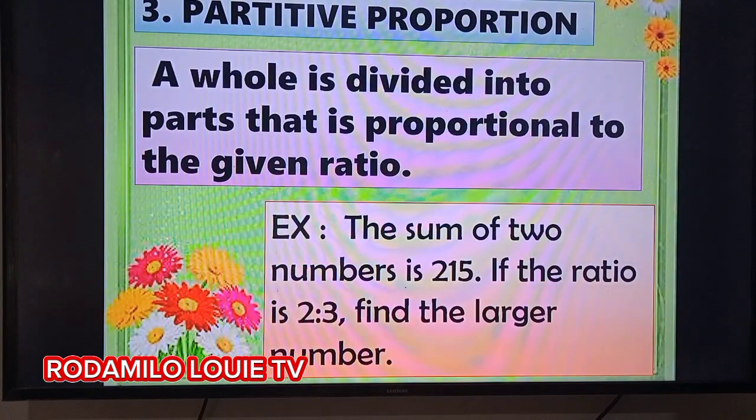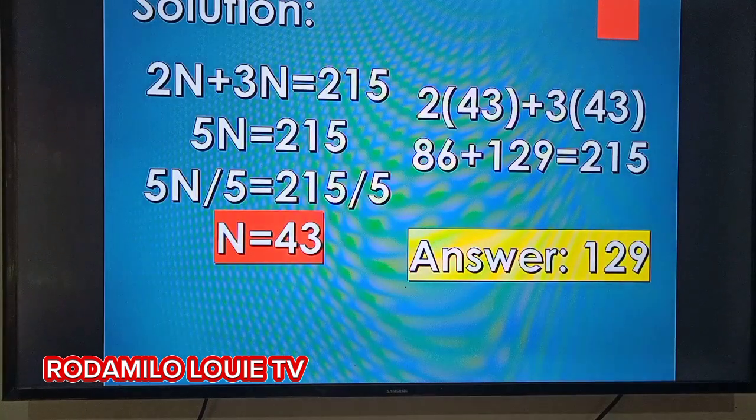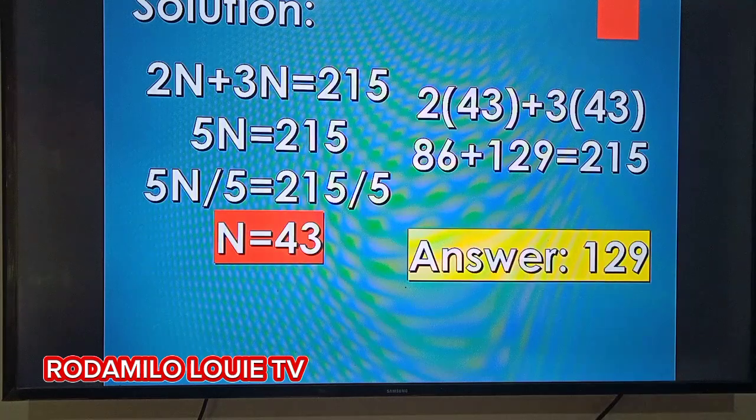Go back to our problem. The sum of two numbers is 215. If the ratio is 2 is to 3, find the larger number. So the larger number is 129. So we have 86 plus 129. Our larger number is 129.